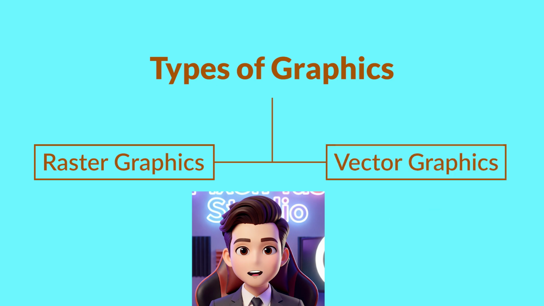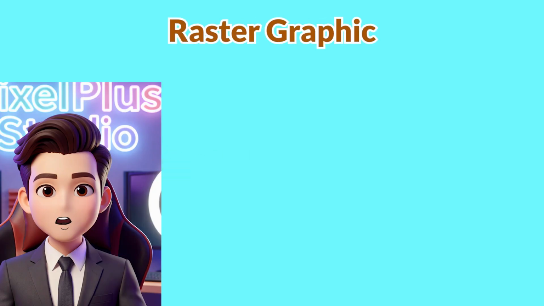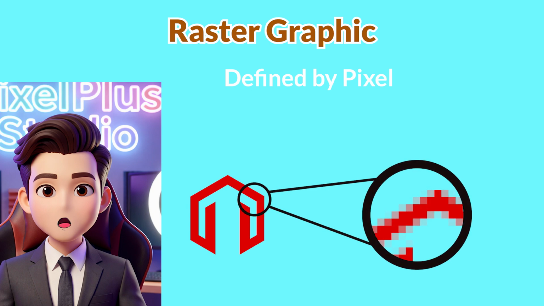Here, I would like to mention for raster graphics, we use Adobe Photoshop and for vector graphics, we use Adobe Illustrator. Now, let us understand what is raster graphics. Raster graphics are basically defined by pixels. At the bottom, the image that you see, that's raster graphics.